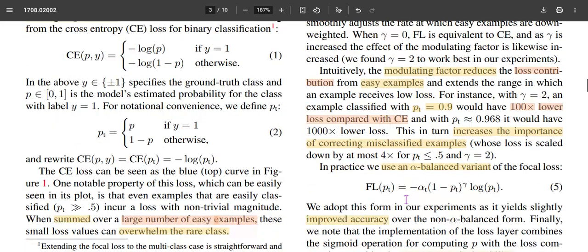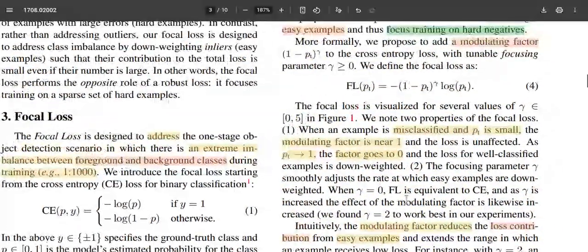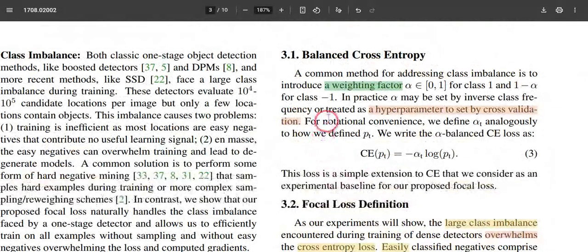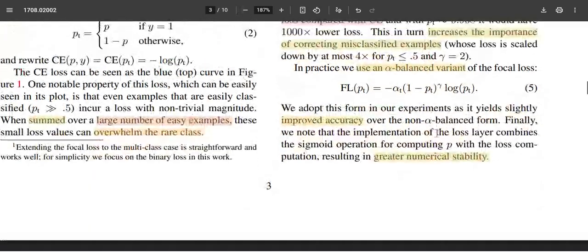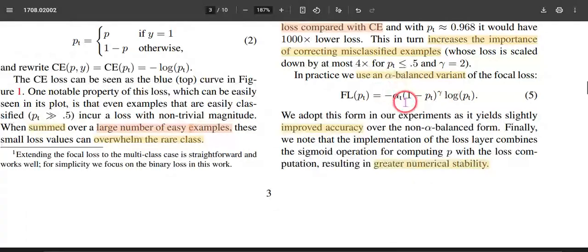Equation 5 is another updated version of this equation. Usually this is done in a standardized version, like a balanced cross entropy, where alpha is between 0 and 1, and alpha is multiplied for the positive class, and 1 minus alpha is multiplied for the negative class. The same thing is given in updated form in equation 5. They use this also because it gives improved accuracy and greater numerical stability.